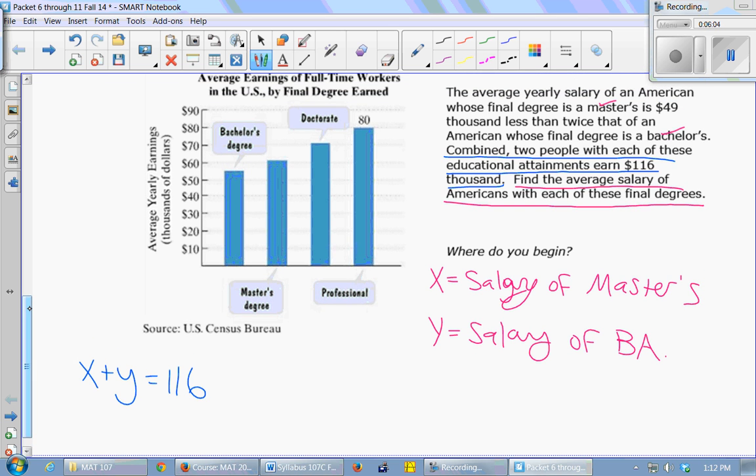Because I think we're measuring all of these in thousands. Yeah, measured in thousands of dollars. So I just write 116 rather than 116,000. Okay, so now the tricky sentence.